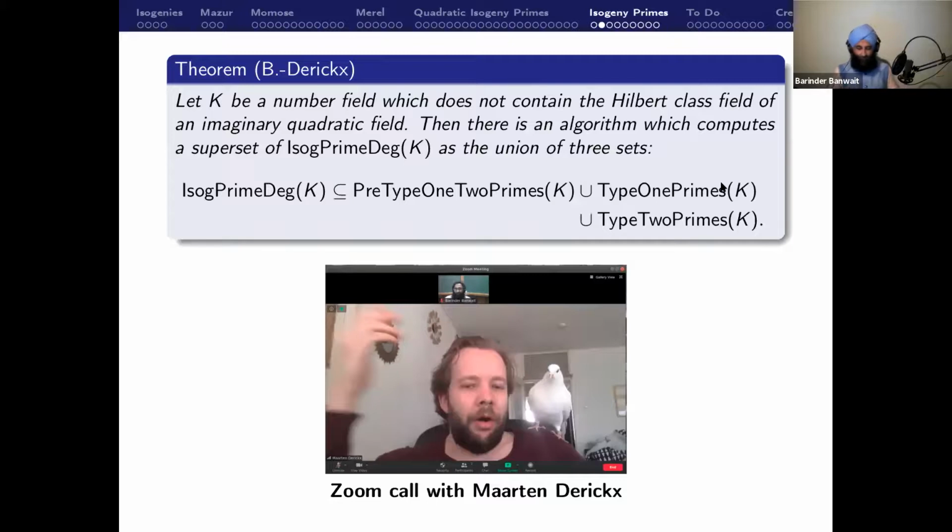If you take any number field that does not contain the Hilbert class field of an imaginary quadratic field, then again, we can furnish a fairly tight superset of that. Again, you don't have type 3 primes here because of the restriction on the Hilbert class field. So you only get these three kinds again.